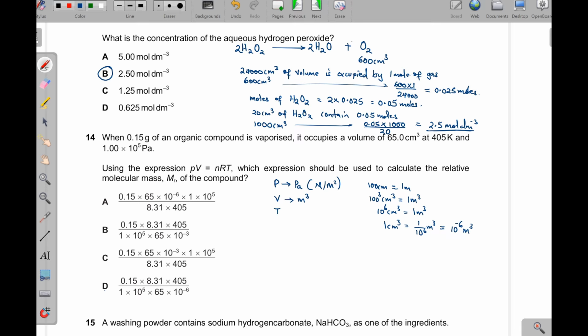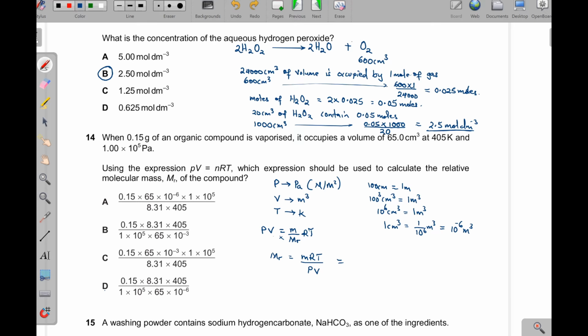And then temperature has to be in kelvins. Now PV is equal to nRT. What is n? n is number of moles, so mass out of the Mr, then RT. To make Mr the subject of the formula, we shall cross multiply here, and then our Mr is going to be m, then RT. Of course, after multiplying with this, we shall divide through by PV.